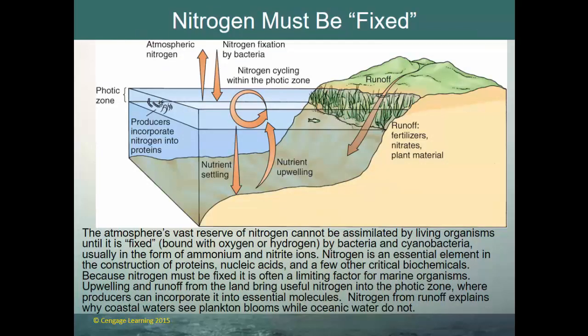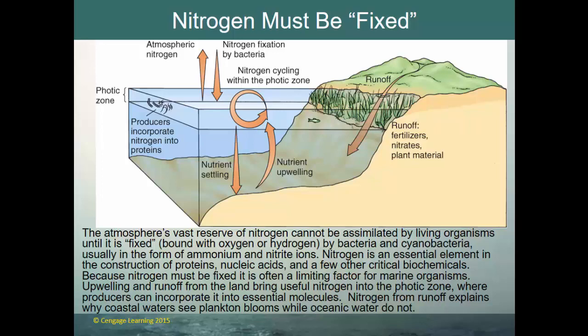Nitrogen, very interesting, as I said, is tough to get hold of because it has to be fixed. As much nitrogen as there is in the atmosphere or even in the ocean, we can't use it in its current form. It has to be fixed. The atmosphere is a vast reserve of nitrogen, but it cannot be assimilated by living organisms until it is fixed, meaning bound with oxygen and hydrogen by bacteria. And usually it comes in the form of ammonium or nitrate ions. Nitrogen is an essential element in the construction of proteins and nucleic acids, as in DNA and RNA, and a few other critical biochemicals. Because nitrogen must be fixed, it is often very much a limiting factor for marine organisms.